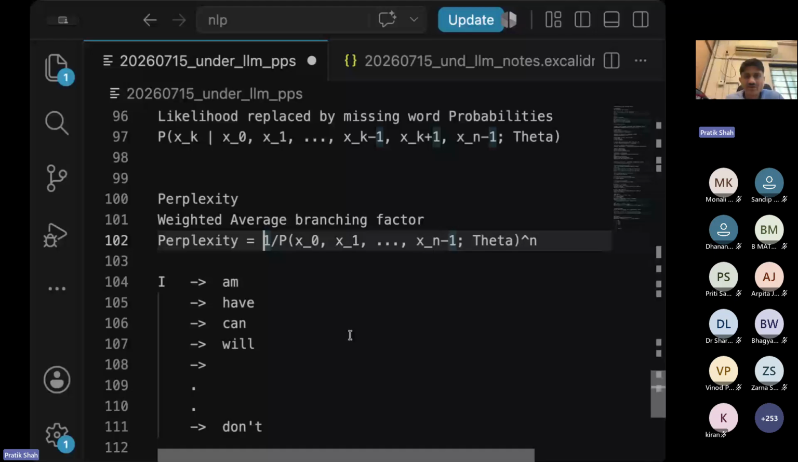So I actually do multiplication of all of this for all the sentences, and I get a score, which is called perplexity. And this is the same thing as likelihood, but it is 1 upon likelihood. And to normalize it, I take an nth root of it.